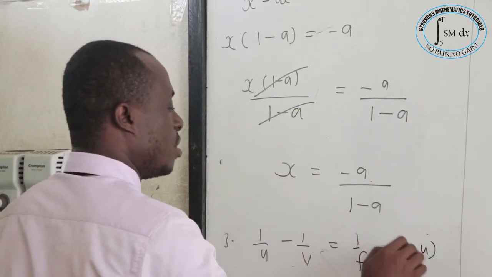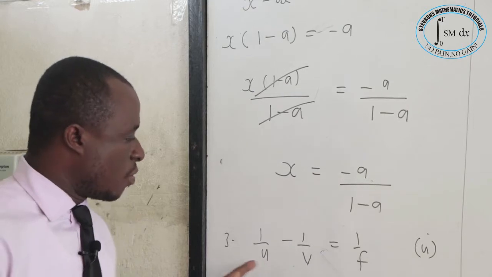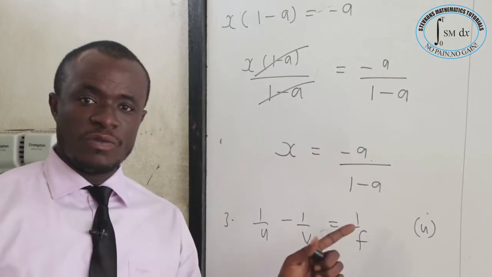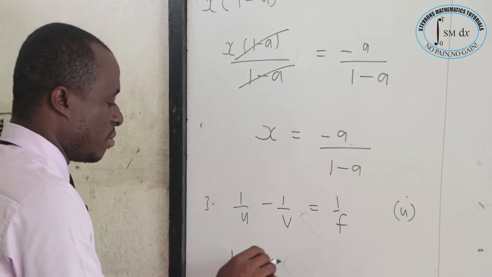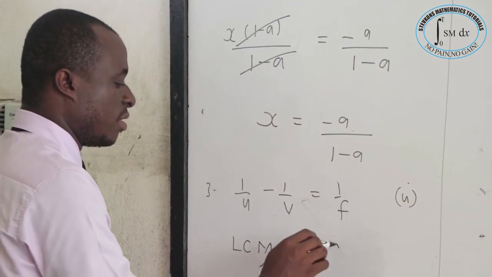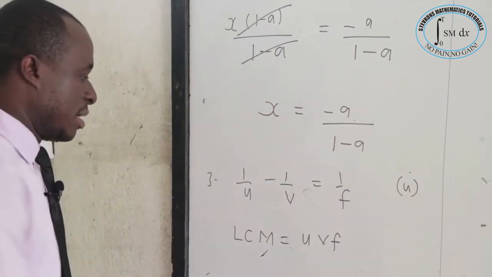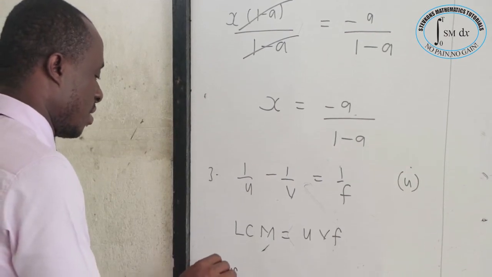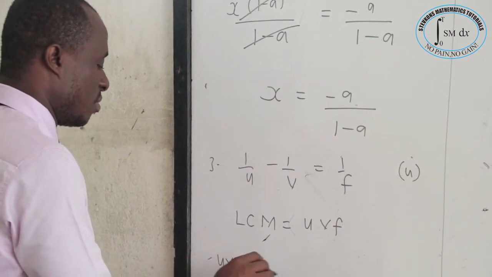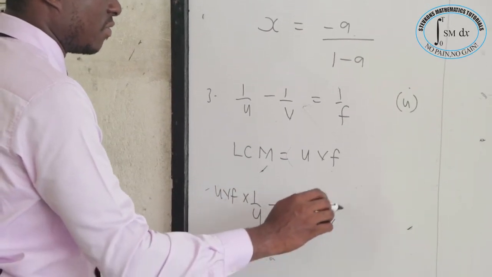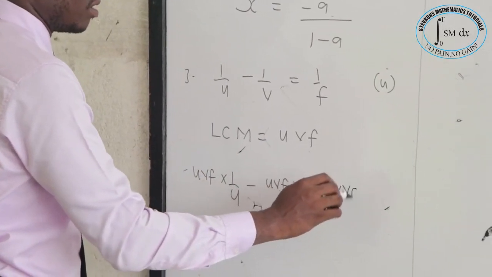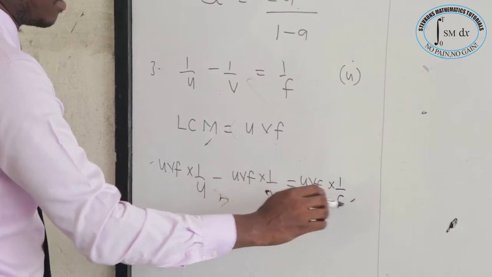We want to make u the subject. What is the LCM? The LCM is uvf. So our LCM, uvf. You multiply each term by it. So uvf times 1 over u, uvf times 1 over v, uvf times 1 over f.